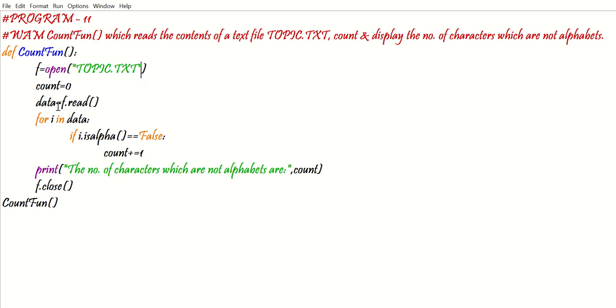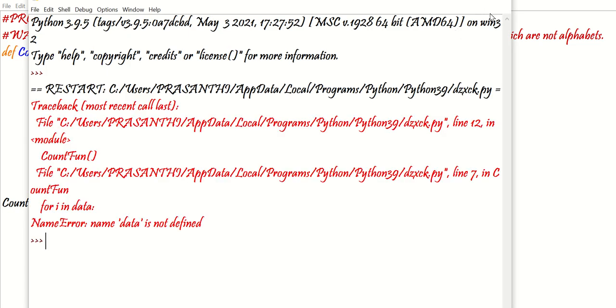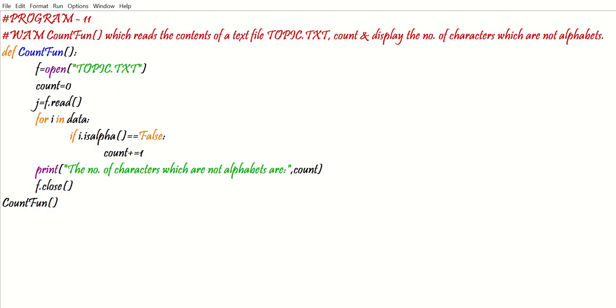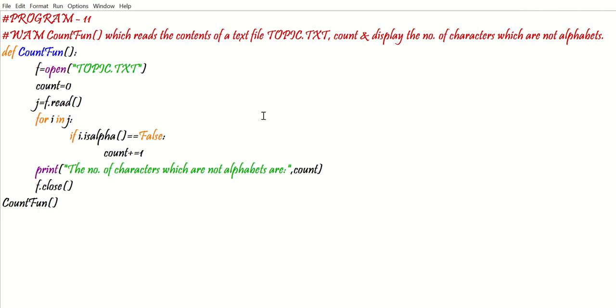Count is equal to 0, data equals, we are reading it. So if I'm keeping this as j, it is fine, it will work. Oh, here I have given data, that is a problem, okay? See, I didn't change this, I kept here j and I kept here for I in data, for I in j. See the number of characters which are non alphabets are 4. So you can give anything here, that's not gonna matter.